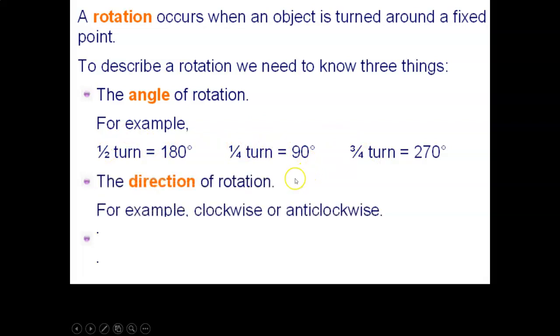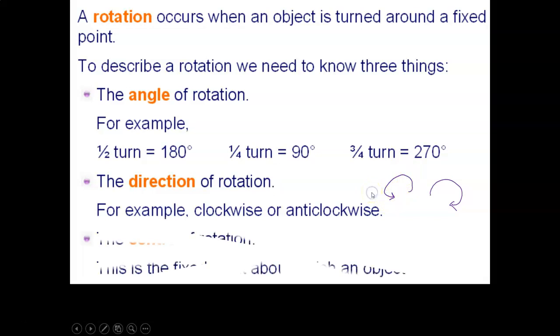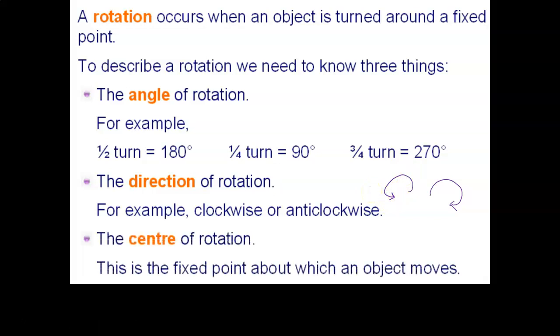The direction of rotation. So you might need to go clockwise, which is the way the hands turn on a clock, or anti-clockwise. Now, you won't need to worry about this now, but if you're not given a direction, you assume it's anti-clockwise. The third thing you need to know is where your center of rotation is. That's the fixed point about which the object moves.